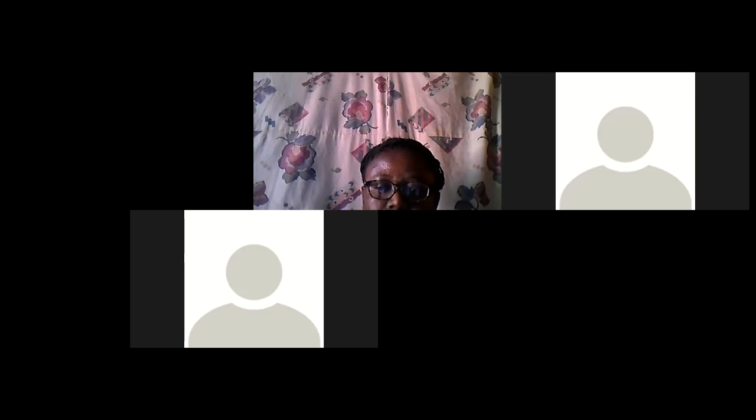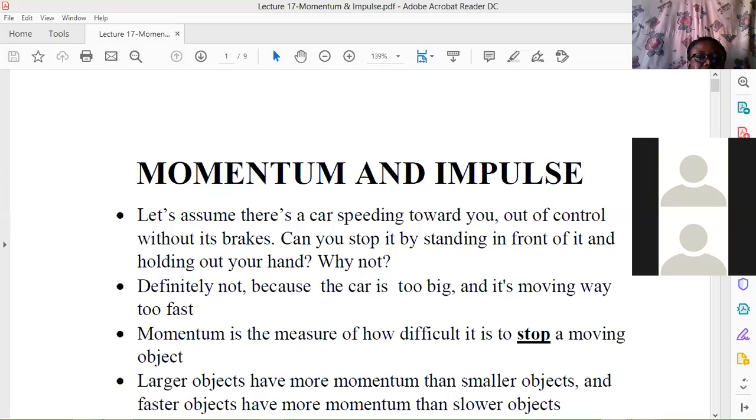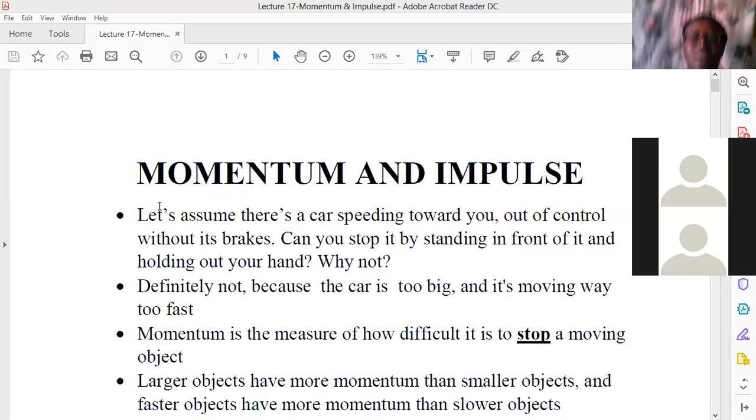So we will do impulses, momentum, and impulse, and that is almost our last topic that we're going to cover. So momentum and impulse. So what is momentum and what is impulse when we talk about that?